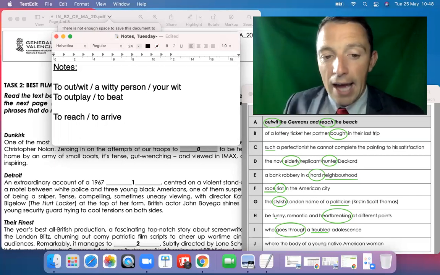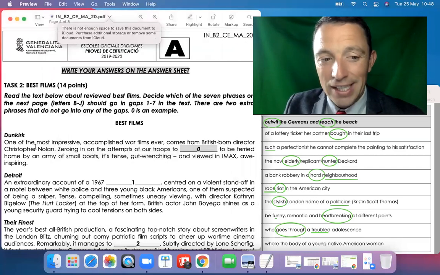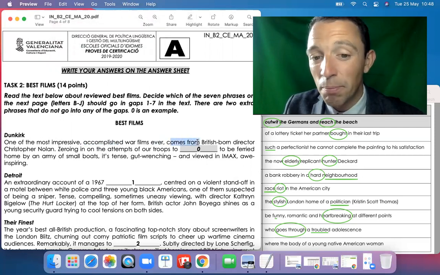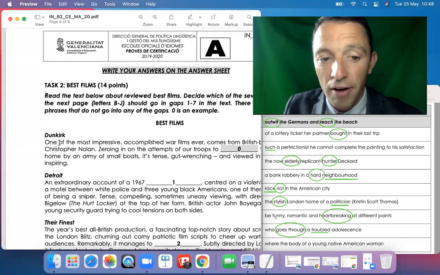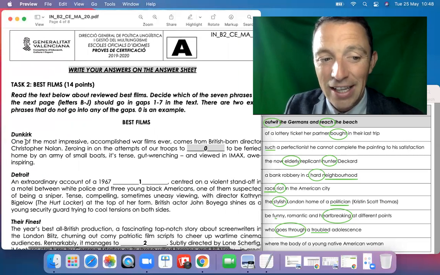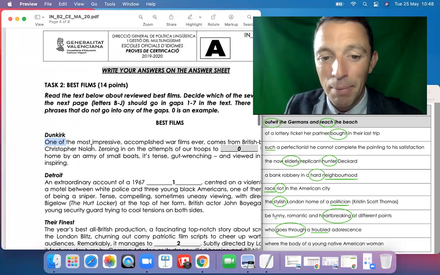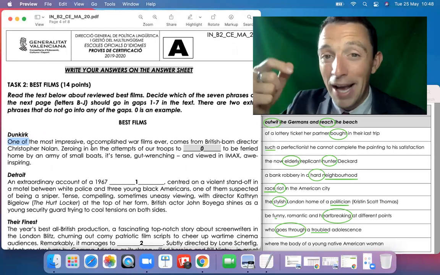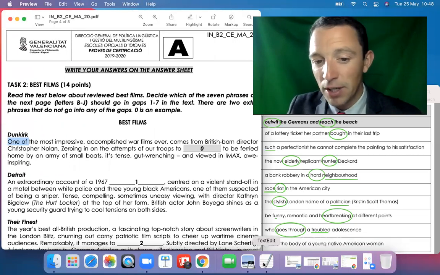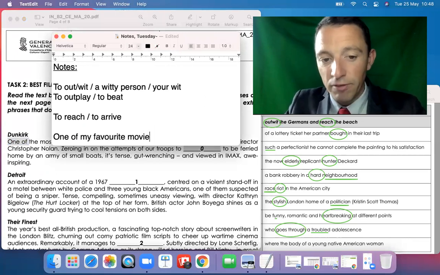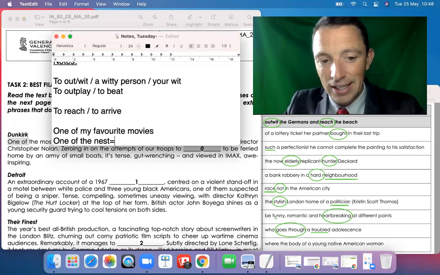Okay. So if we look at Dunkirk, we can see one of the most impressive, accomplished war films ever in the history. Okay, it comes from British-born director Christopher Nolan. This structure, one of, it's usually necessary in the plural. Okay, so when we have one of, this structure is very, very typical in relation to the plural. For example, one of the best days, one of the biggest jobs. Okay, so one of my favorite movies. Okay, one of the best days.